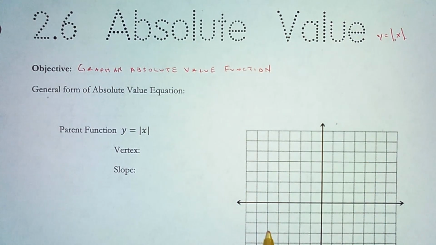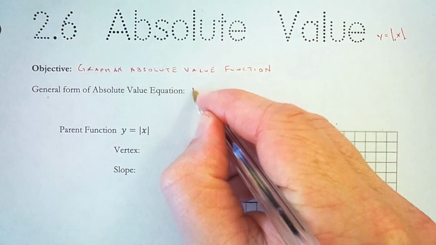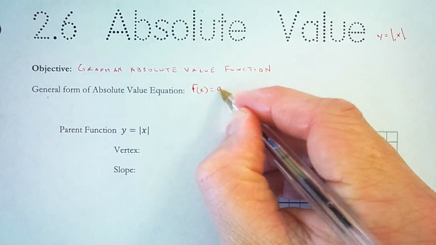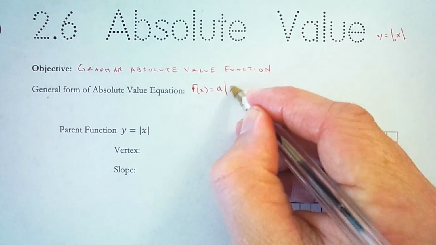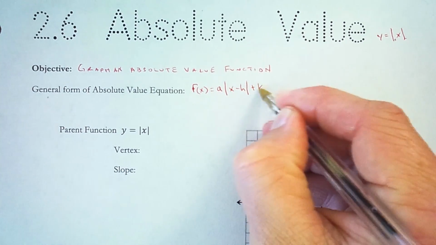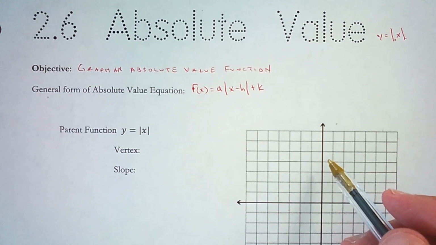So the general form of an absolute value function. First, we need to know what an absolute value equation can look like. So in function notation, it's f of x equals a number, we'll call it a, times the absolute value of x minus h plus k. So this is the general form. So some things about this.